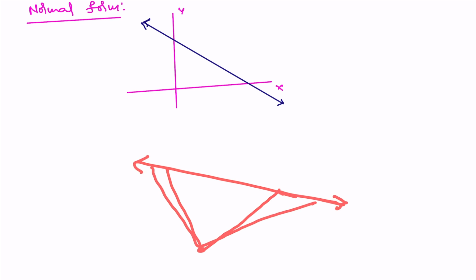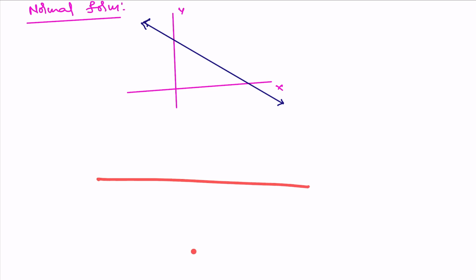Which one is called the distance from point to line? Shortest distance, right? So here this is the line, this is the point. You draw one perpendicular from this point to the line. The perpendicular distance from point to line is known as the distance from point to line. This is the shortest distance.